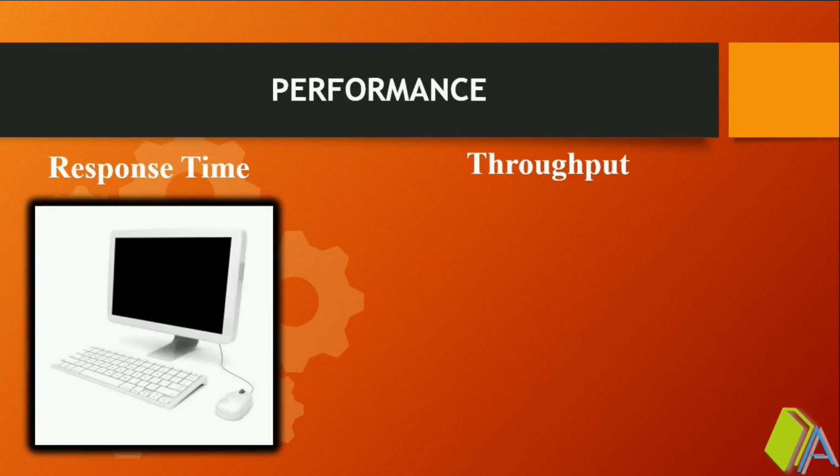For example, if you are running a program on two different desktop computers, you would say that the faster one is the desktop computer that gets the job done first. If you give the same task to two different computers, the one which completes the task first will have the lowest response time and the higher performance.